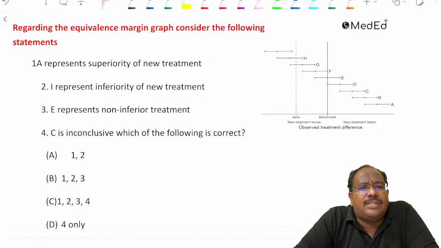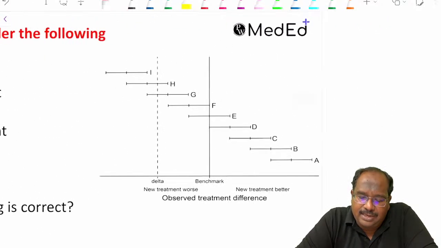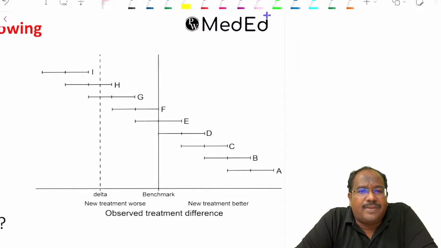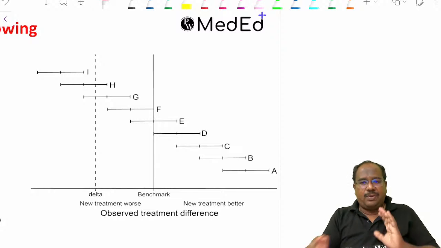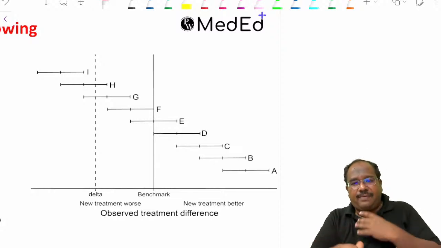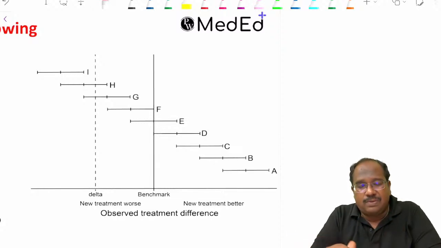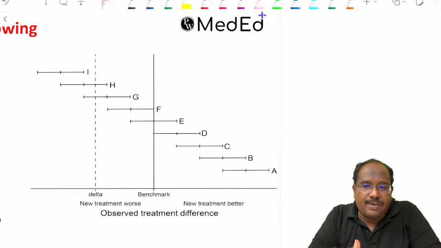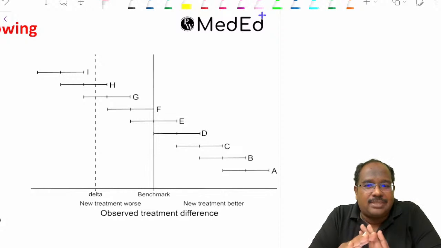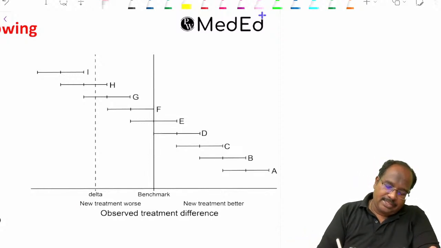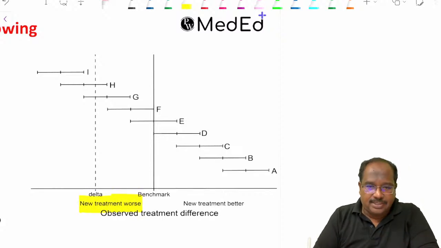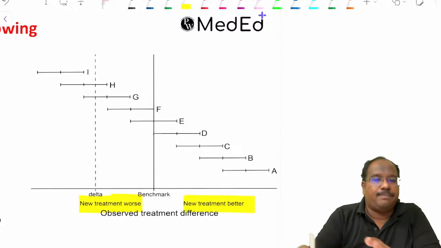Regarding the equivalence margin graph, consider the following statements. Let us see here. This is the graph they have given. Suppose we are doing an RCT. We have different types of trials: superiority trials, equivalence and non-inferiority trials. They have shown these two statements. This is new treatment is worse, new treatment is better.